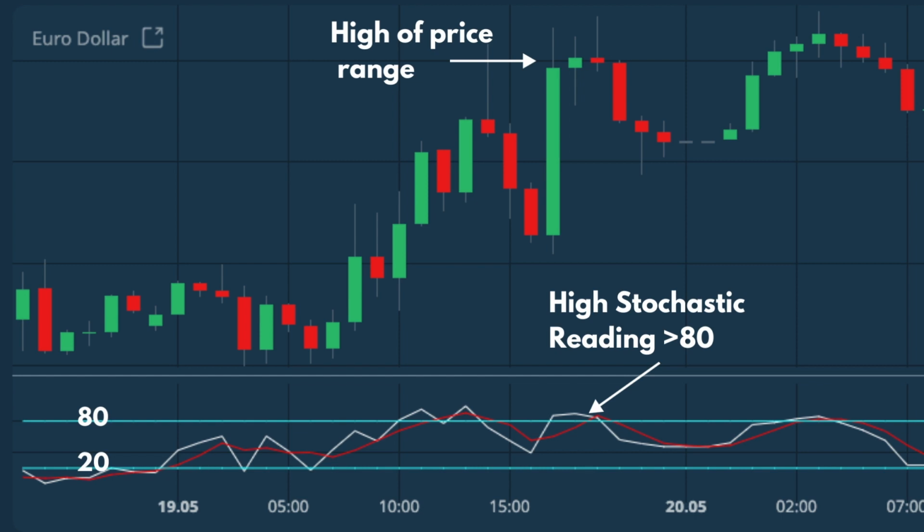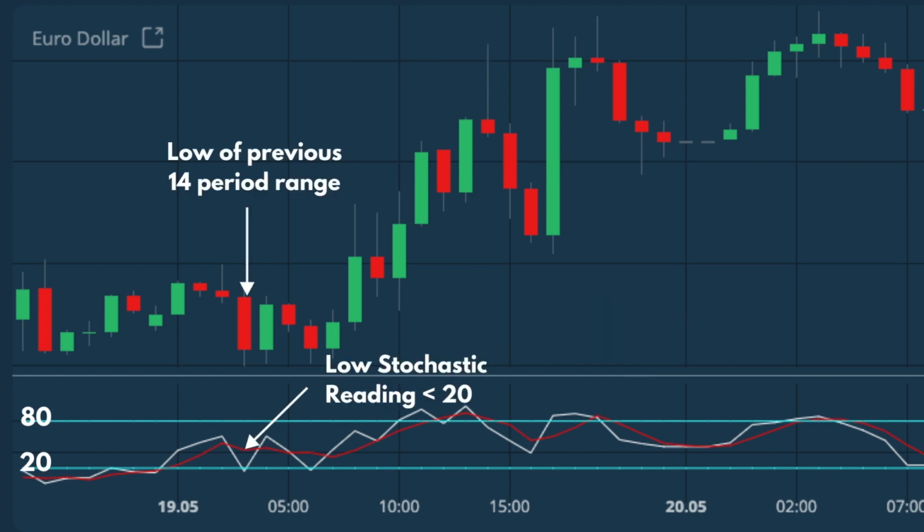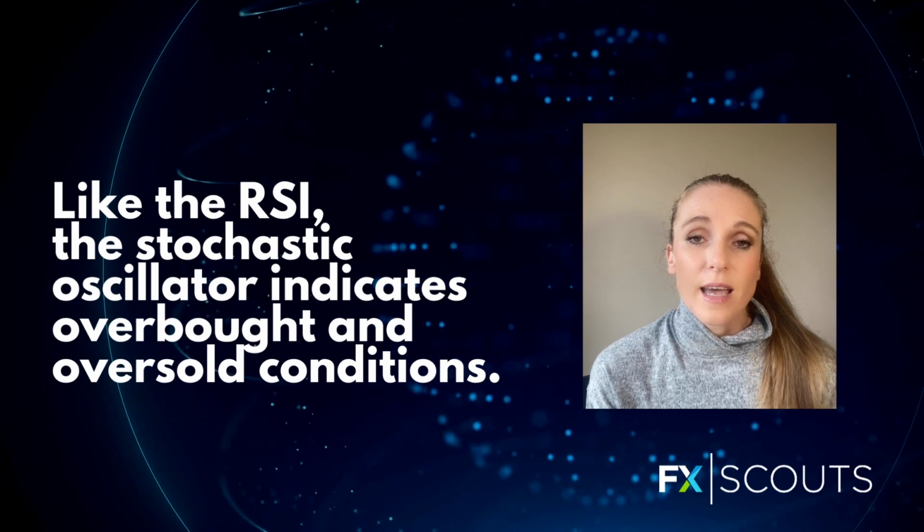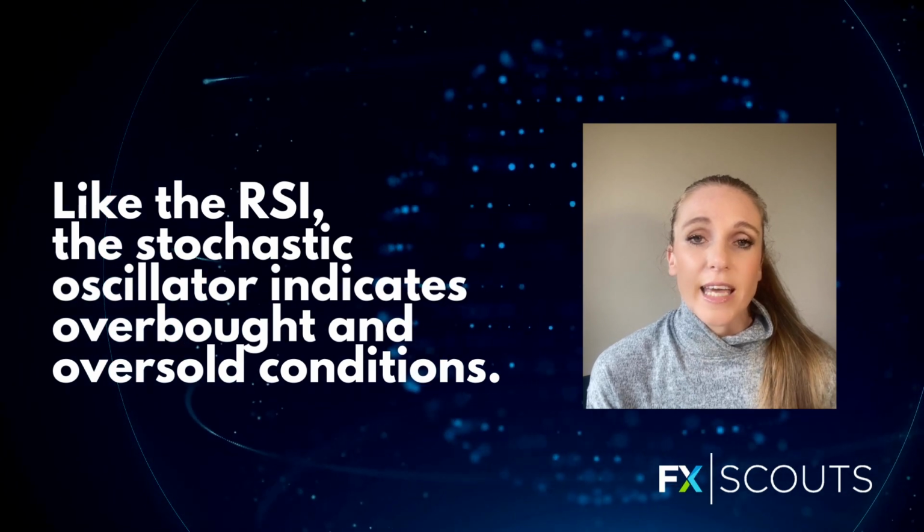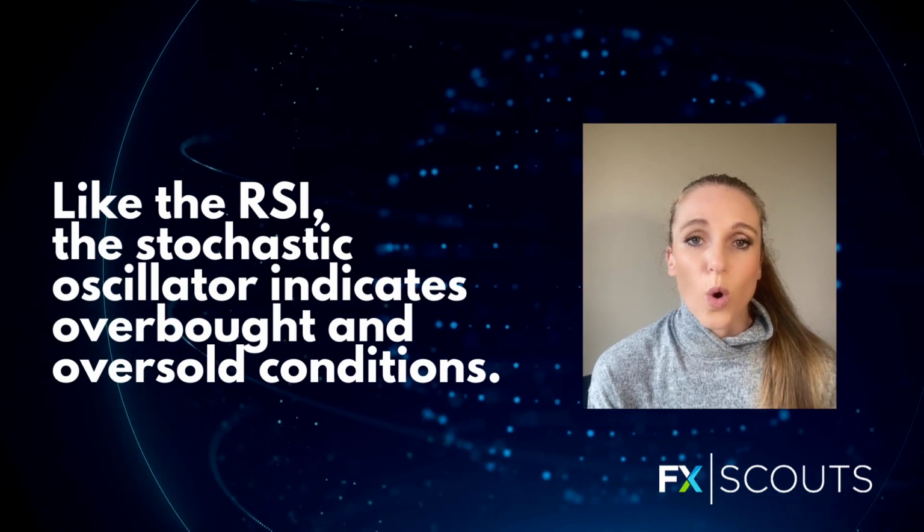So when the stochastic oscillator is at a high level, it means that the instrument's price closed near the top of the 14-period range. And when the indicator is at a low level, it signals that the price closed near the bottom of the 14-period range. Like the relative strength index, the stochastic oscillator can indicate when an instrument is oversold or overbought.